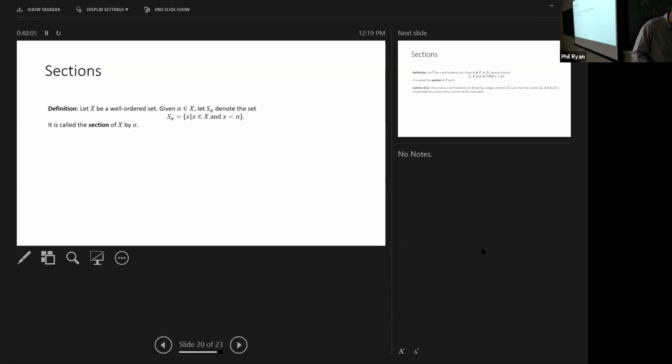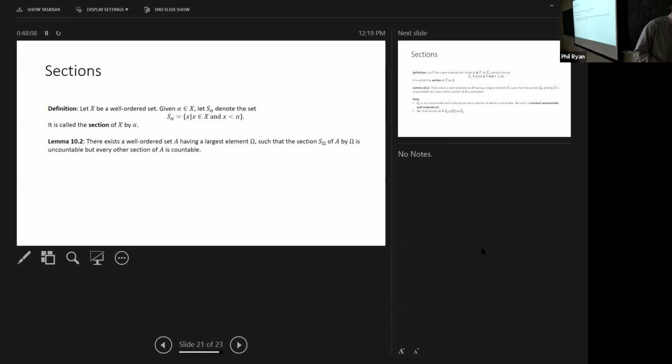Let's see. So this is what we want. We want this S omega. There exists a well-ordered set A having the largest element omega such that the section of A by omega is uncountable, but every other section is countable. Stop and think about how weird that is. Well, this is what we're going to prove.